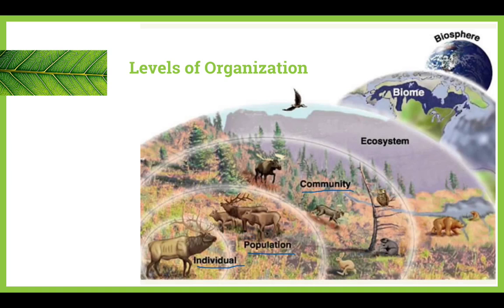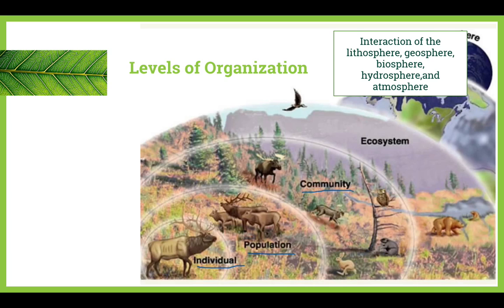And then the final level is called the biosphere. This is the interaction of lithosphere or soil, geosphere, biosphere, living things, hydrosphere, water, and atmosphere, air. And geosphere is things like rocks and things like that. But it's the interaction of all of those things and how they make up the earth that we live in.